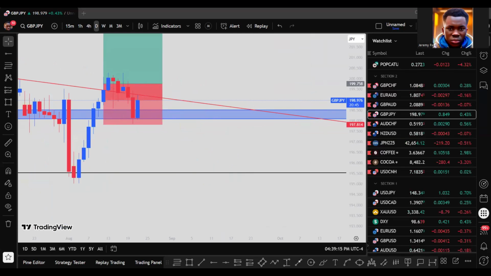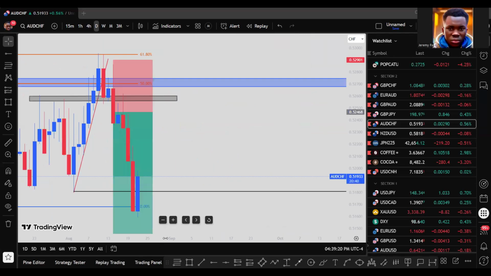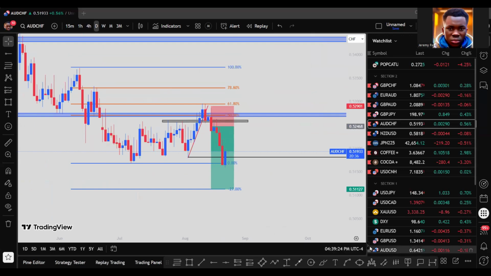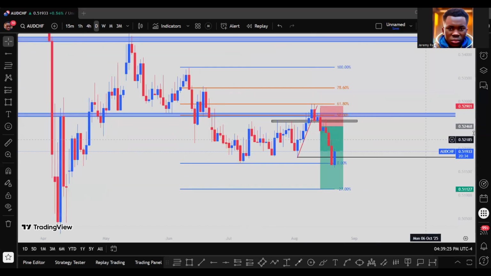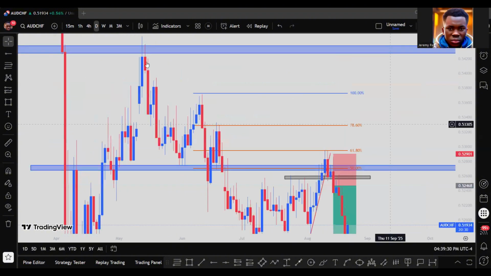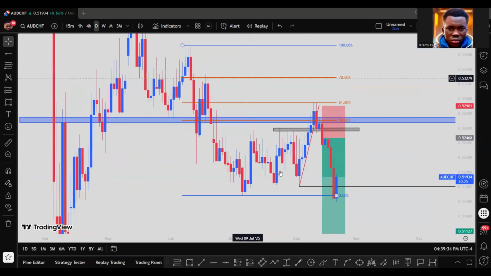Apart from that, I'm not on a sell trade on AUDCHF. My analysis on it was for the sell, but I did not go into the sell trade. AUDCHF was also moving to the downside. Following the structure of the market, we have a lower high, a low, another lower high, and then a low here, and price retraces back up to create another lower high.